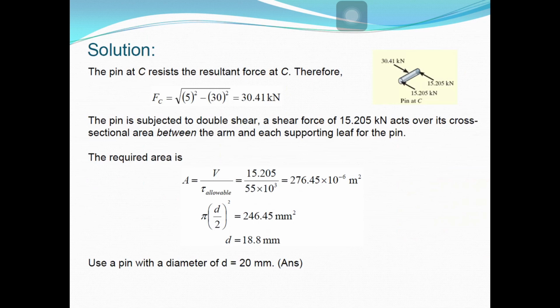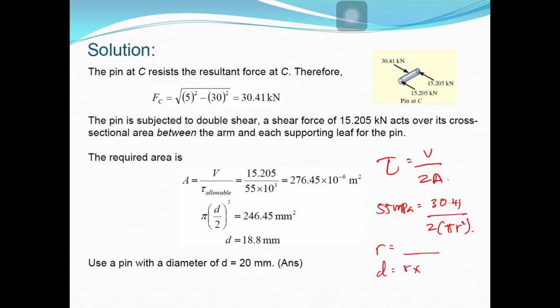So here, 30.41. Since it is double shear, you must divide by 2. So tau is V over 2A, and tau is 55 megapascal. So V is 30.41 divided by 2A, with A equal to pi r squared. So you find r and you find D.